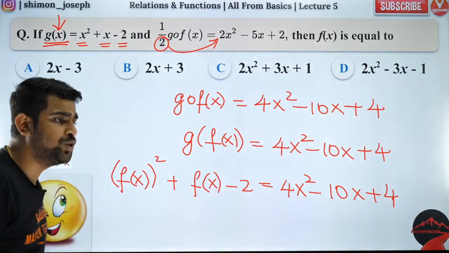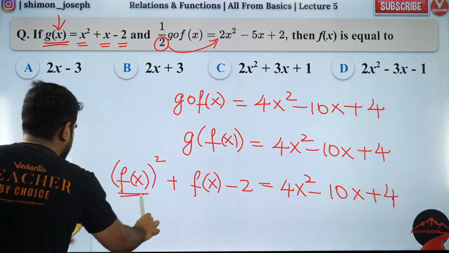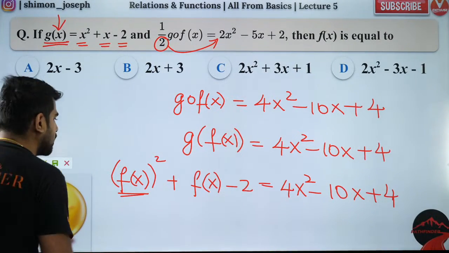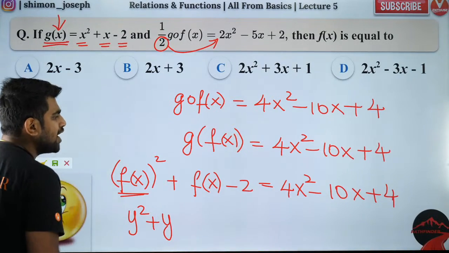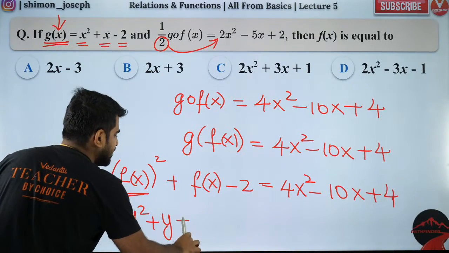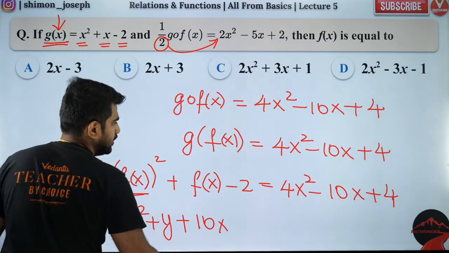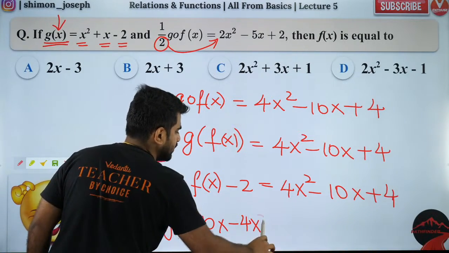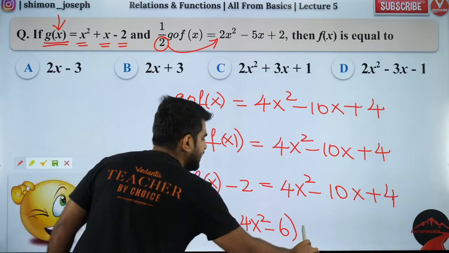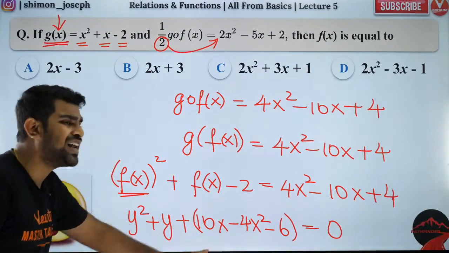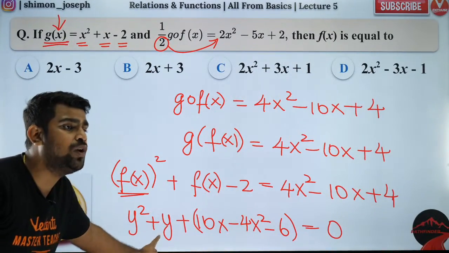So now what I'm going to do is put f of x as y and solve the quadratic. So let's call it y square plus y, then plus 10x minus 4x square, then minus 6, equal to 0. So this is a quadratic equation. How will I solve for y?